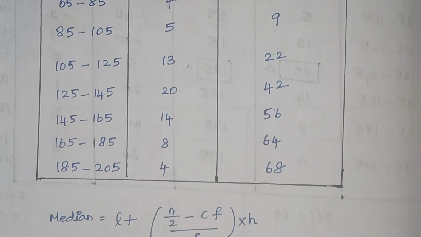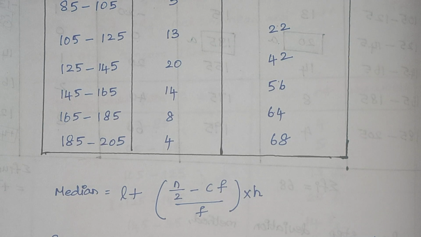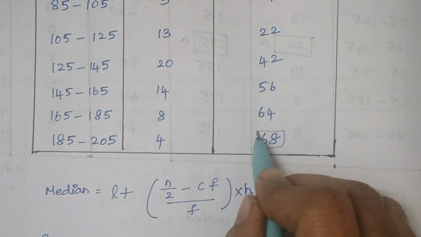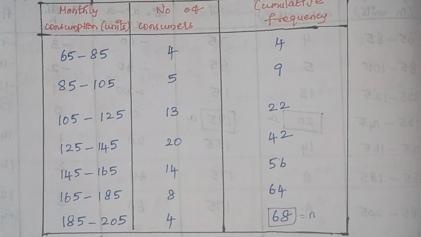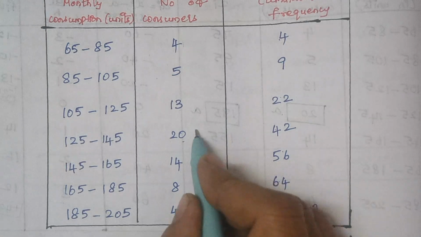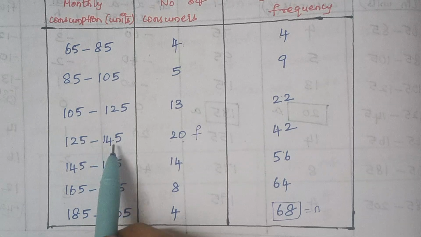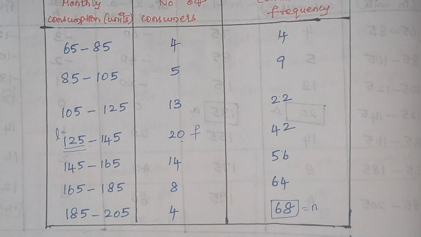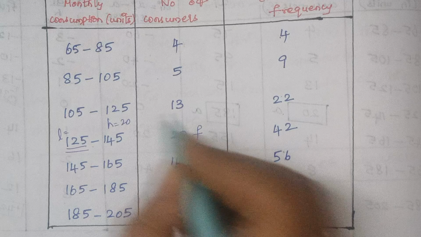So what is the formula for median? This is the formula: L plus n by 2 minus CF by F into H. So here what is the value of n? The last value, this is taken as n here. And what is the maximum frequency we have in the tabulation? The maximum frequency is 20. So this is your value of F. And here the respective class is 125 to 145. So here the value of L is 125. And what about H? The difference between these two. So the value of H is 20.